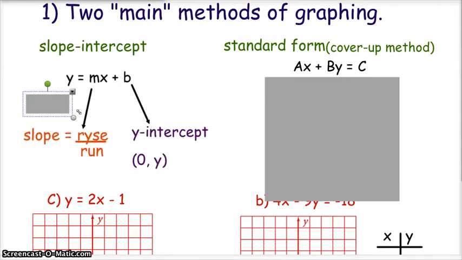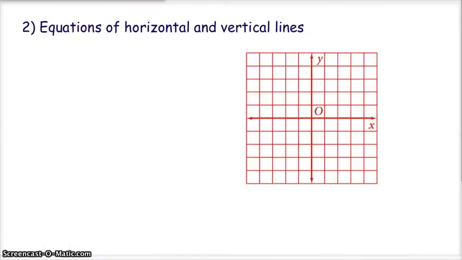M represents the slope of a line, which is rise over run. B represents the y-intercept of a line. (0, y) represents where the line is crossing the y-axis. Standard form I'll come back to in a moment. Before I continue, I'd like you to complete one other section of your notes. Number 2 talks about the equations of horizontal lines and vertical lines. So let's get into that before I do some examples.